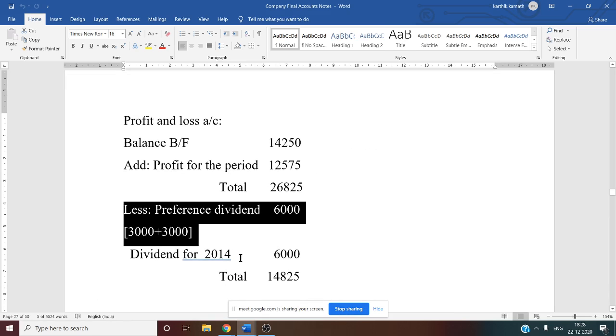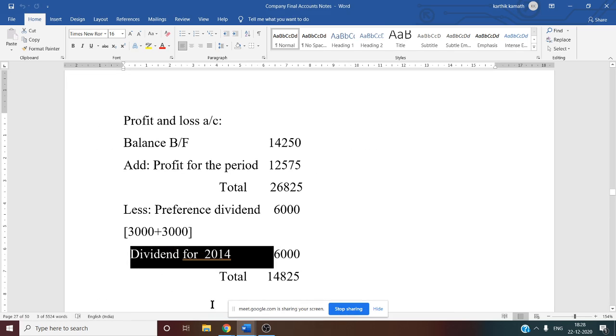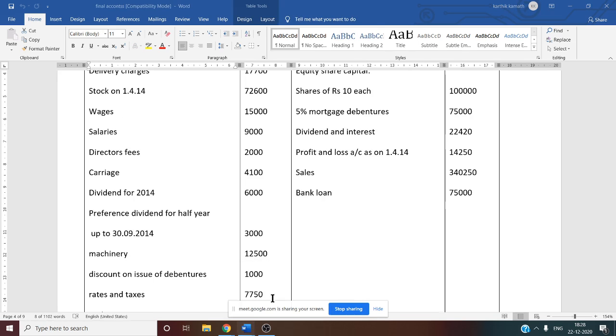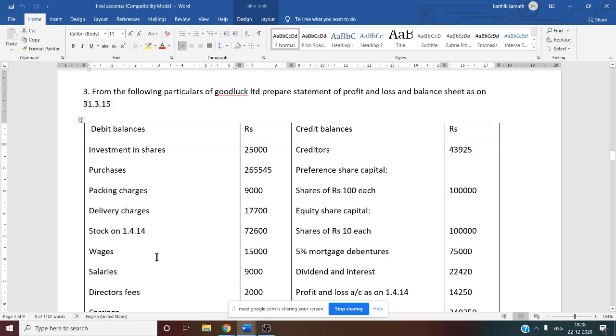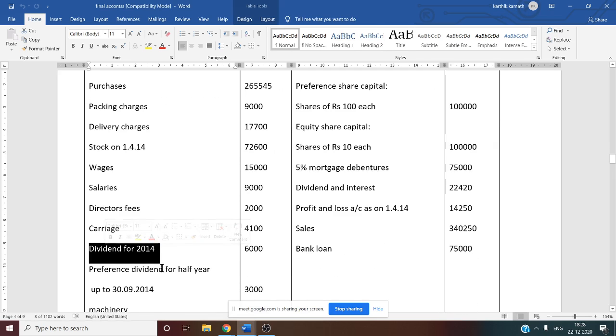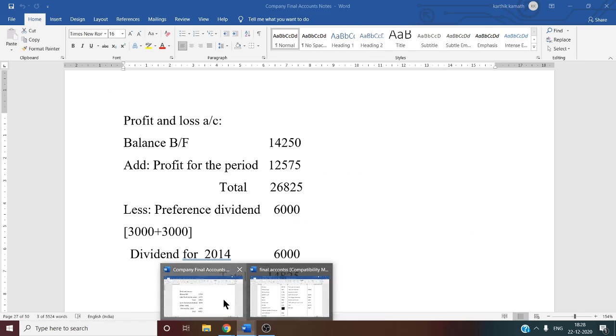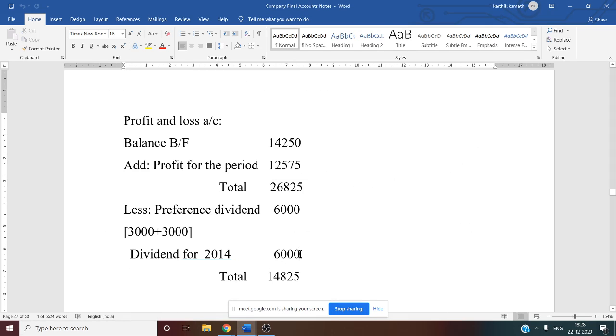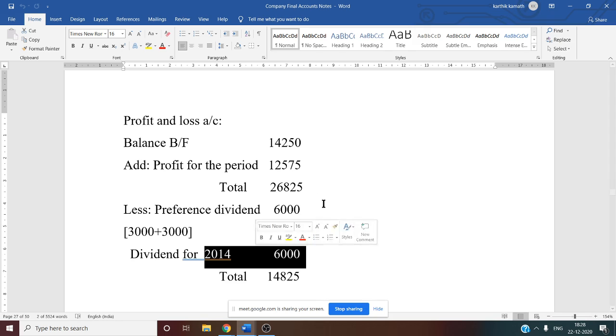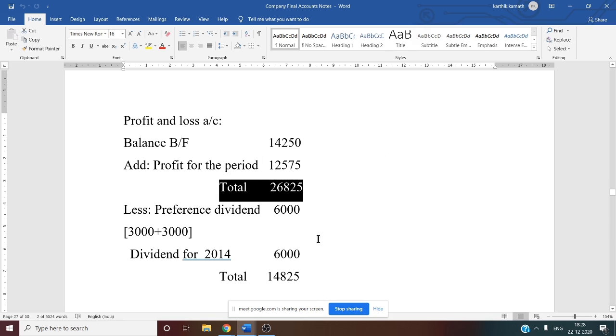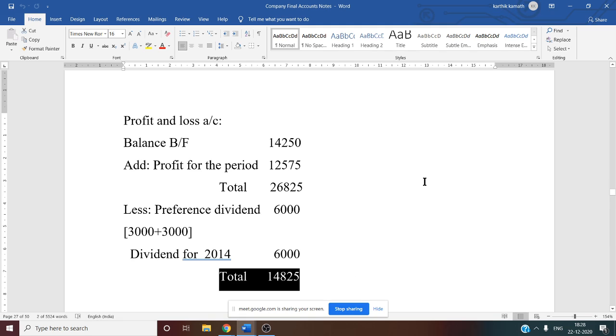Next, the previous year dividend given in the trial balance, already given in the trial balance, that also we have to consider. Where is that information given? We have to search the trial balance. See this, just above that, we have dividend for 2014, that is 6,000. This is also paid out of profit, so you have to deduct that. So two deductions are there: one is preference dividend and the other is the dividend for 2014. 6,000, 6,000 deduction, that is total 12,000 deduction. So from 26,825, if you deduct 12,000, you will get the final total, that is 14,825.